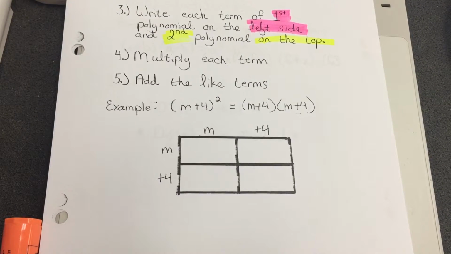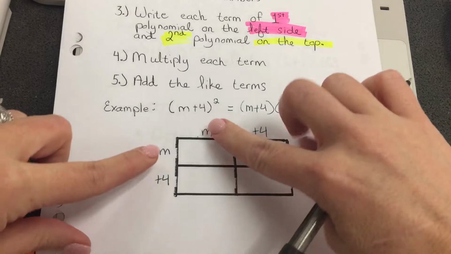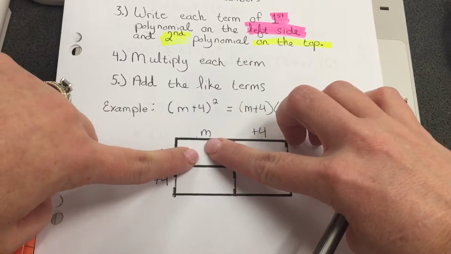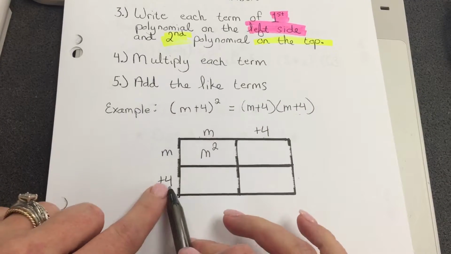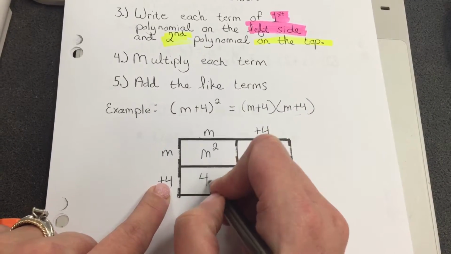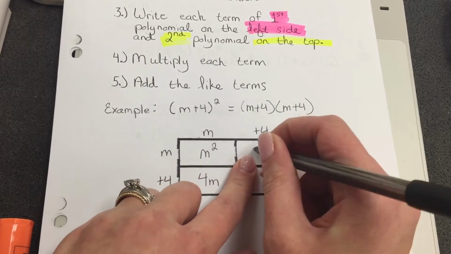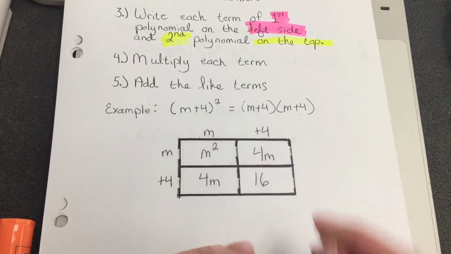So now this is just like the multiplication tables that we're used to, where you put your finger on 5 and 4 and bring it down together, 5 times 4 is 20, or 2 times 2 is 4. That's exactly what we're doing. You put your finger on top and finger on the side. We have m times m is m squared. A positive 4 times m is 4m. Then 4 times m is another 4m. And 4 times 4 is 16.